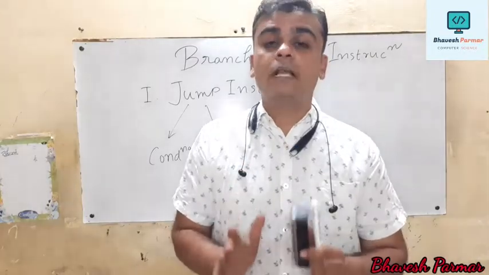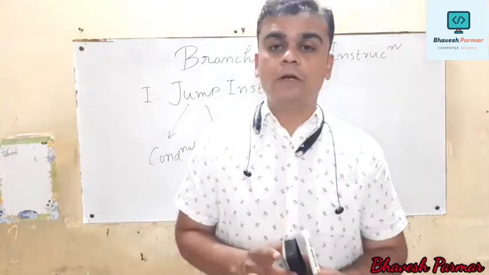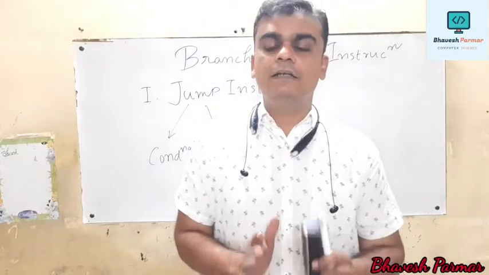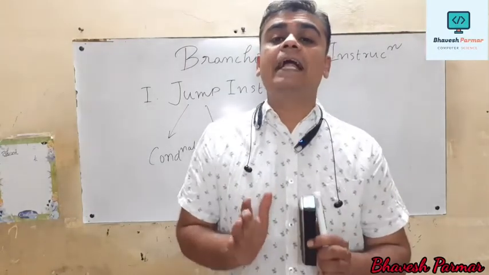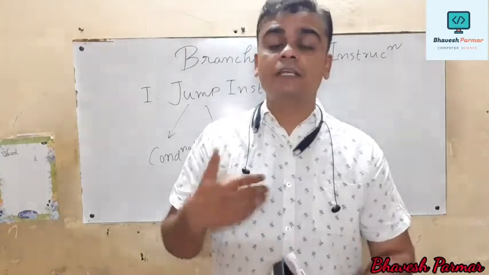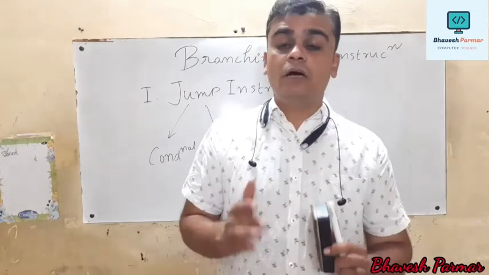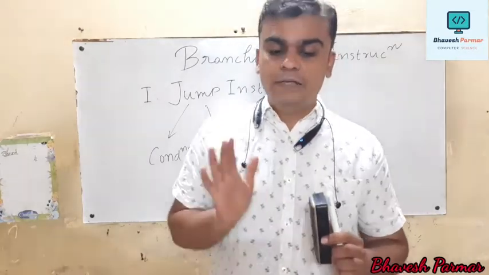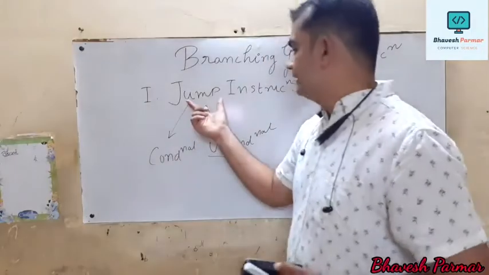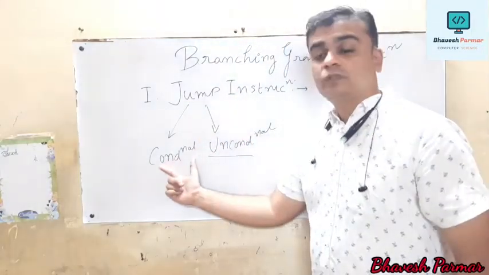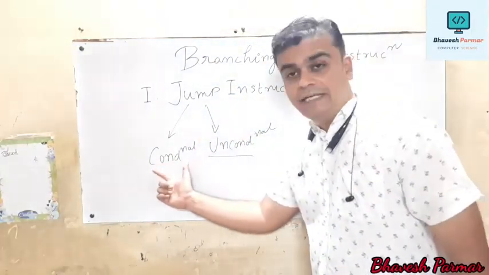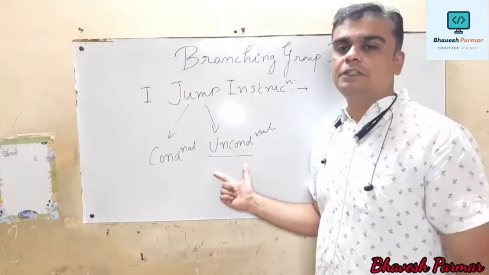PC means program counter. And what is the role of the program counter? As we discussed earlier, the program counter keeps the address of the next memory location which is to be executed. Now how does it work? As I told you, there are two types of jump instruction: conditional jump instruction and unconditional jump instruction.